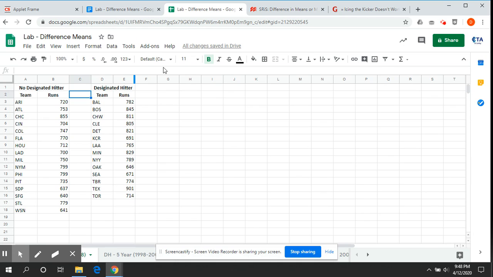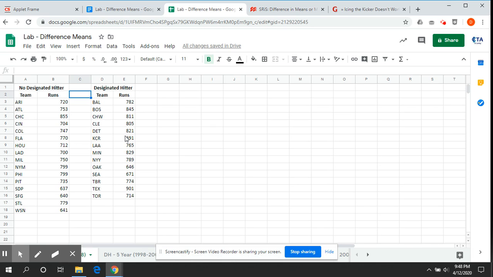So what I have here is the runs scored for National League teams that do not use a designated hitter, which means their pitcher has to bat. And I have runs for American League teams where there is a designated hitter.